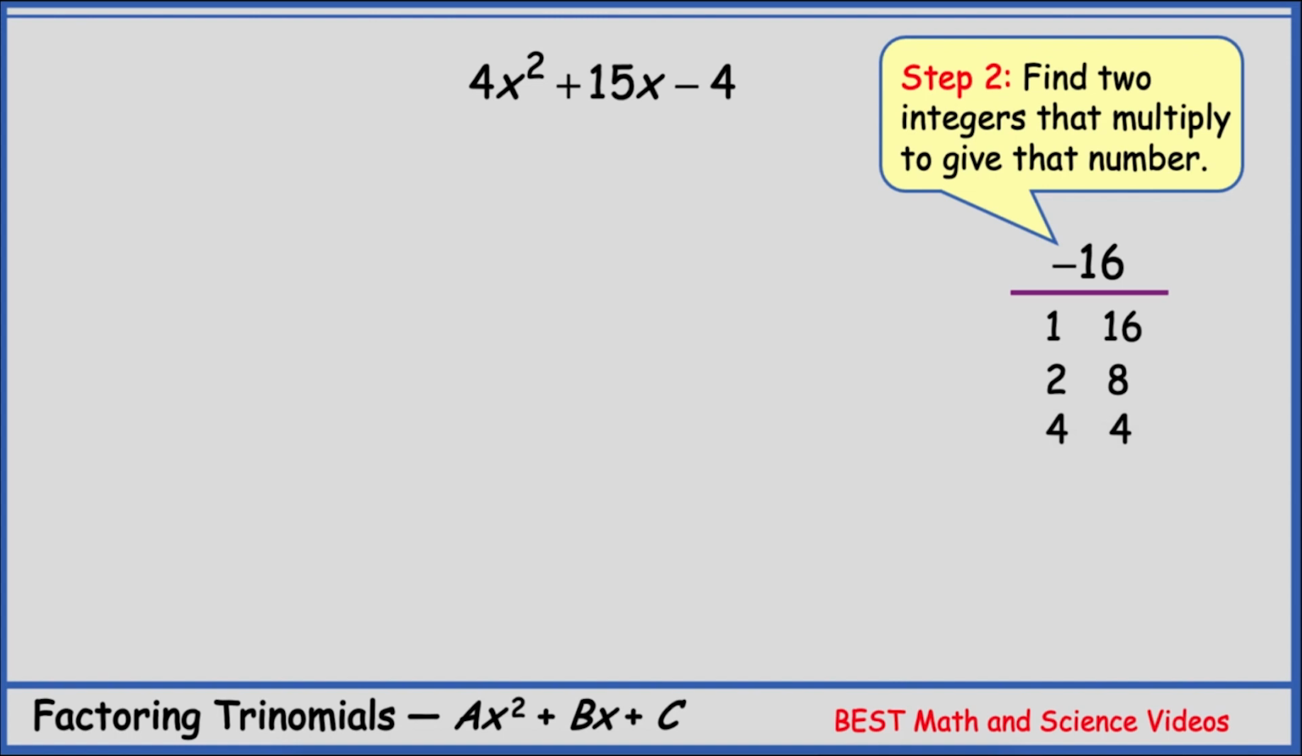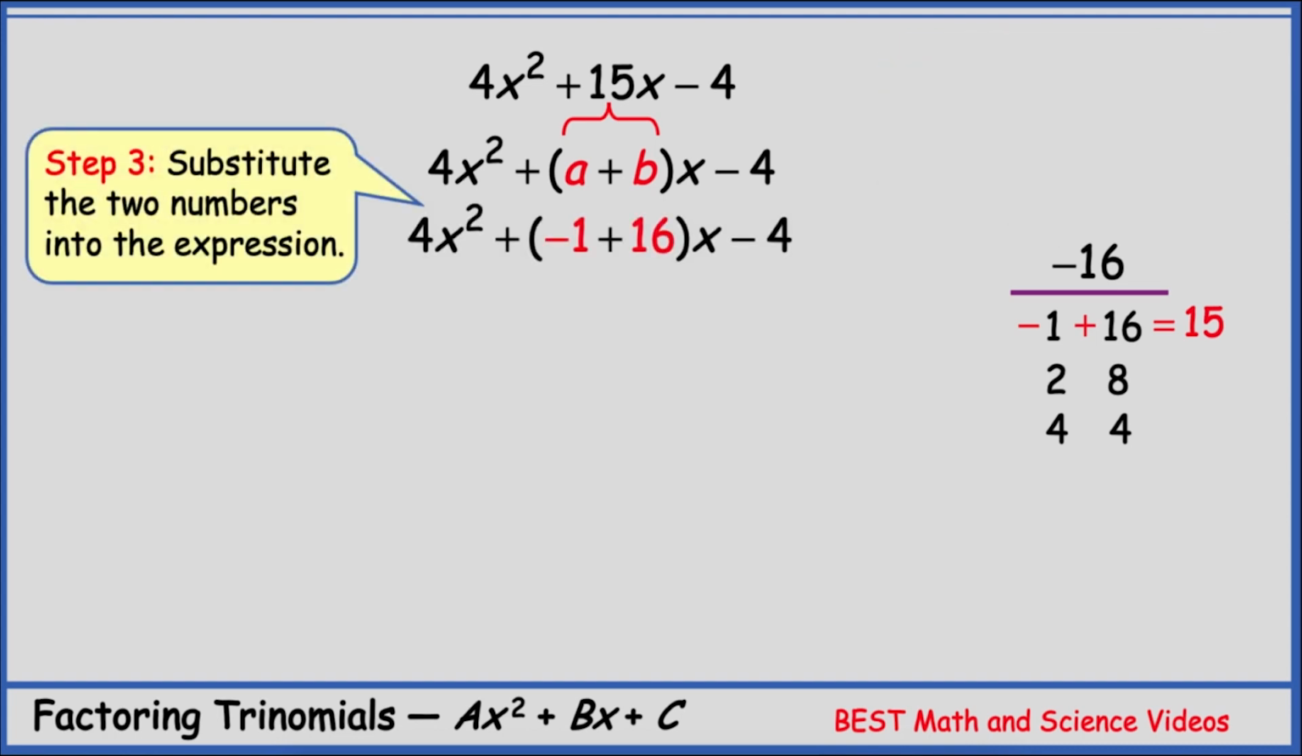Since the product must be negative 16, one of the integers must be negative. But remember, the sum of the integers must equal the coefficient of x, which is positive 15. Which is the correct pair of numbers? Negative 1 plus 16 equals 15. And step 3 is to substitute negative 1 and 16 into the expression.